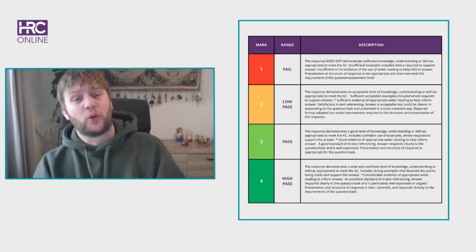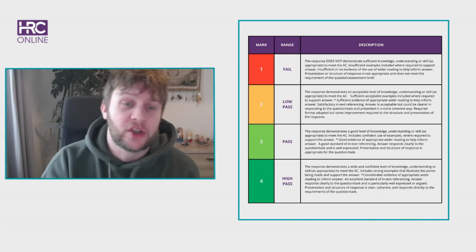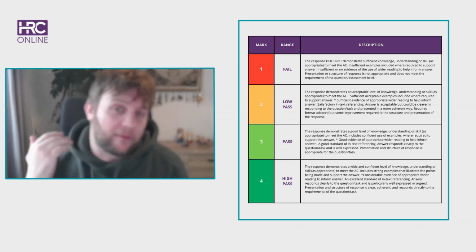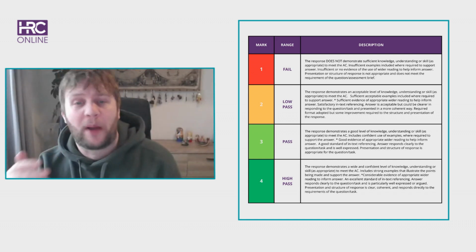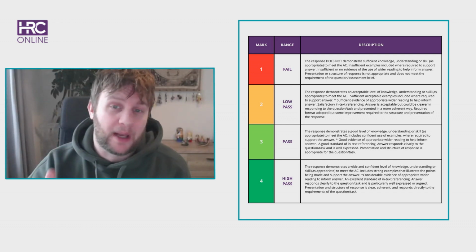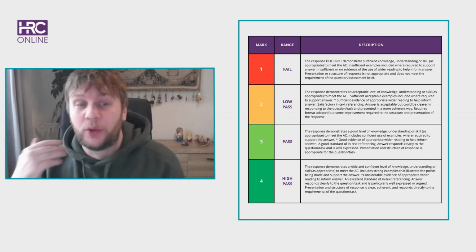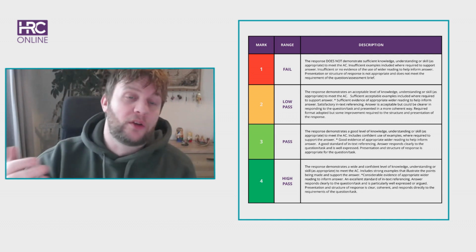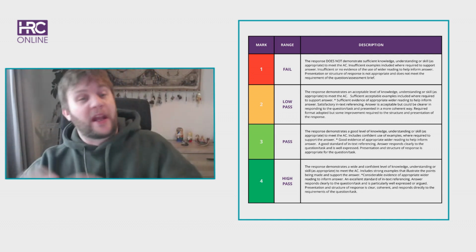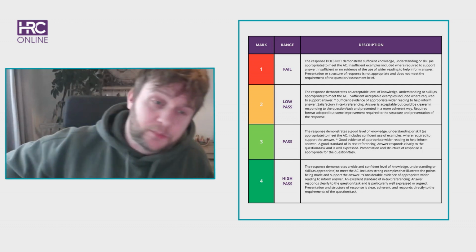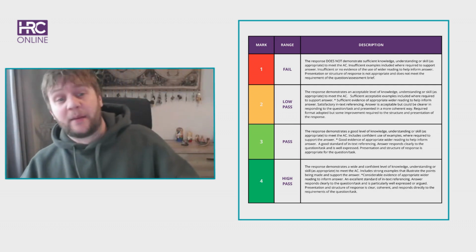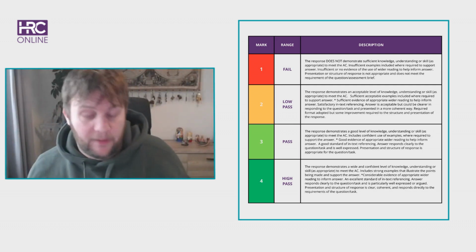Okay, as always, CIPD have the marking descriptors. If you get a grade 1, you have failed. If you get a grade 2, you get a low pass, 3 pass, 4 high pass. You can get 2s all the way through, you still pass the unit. You can get a 1, you've failed the unit. If you get a 1 on any of the questions, you refer on the unit and you would need to resubmit. Same rules apply.